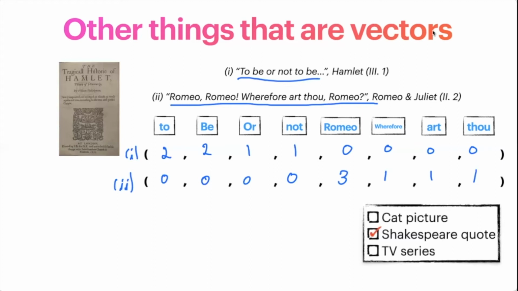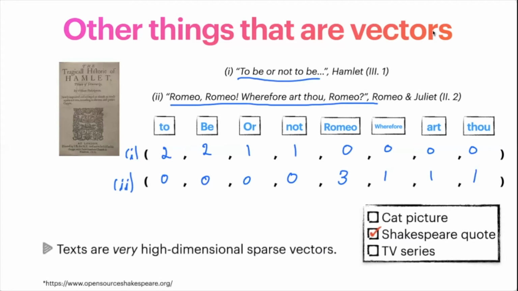And as a matter of fact, texts are very, very high dimensional sparse vectors if you use this representation for them. And when we say sparse, we just mean that they have a lot of zeros. If you were really to represent the entire works of Shakespeare, you would probably need a vector that has more than 28,000 dimensions. And most of the entries would actually be 0. But it's quite cool that you can actually represent those as vectors anyway.